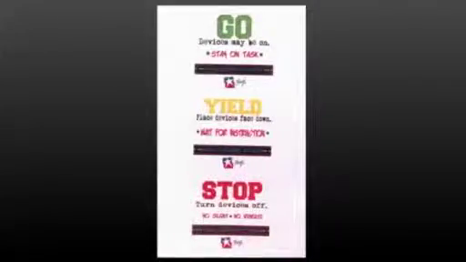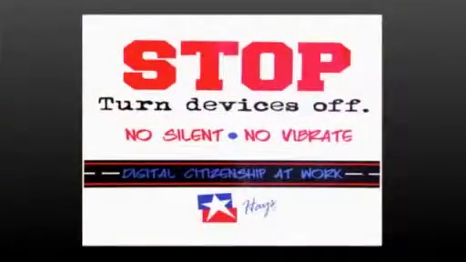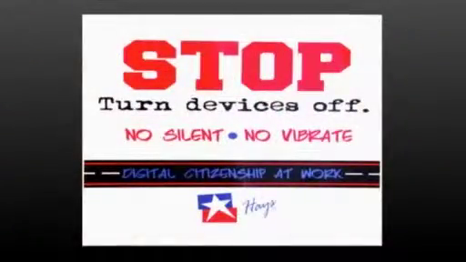Of course, everyone likes Go, so I put that first, but Go means your devices may be on and you're staying on task. Yield means place your devices face down, wait for instruction. And then stop, of course, means turn your devices off. So when they come into the classroom, we're specifically on stop. So even though I allow them to enter the class and release whatever they come in with, which means they're walking in on the cell phone, once they see the stop, they actually stop because we've agreed to this contract, and they turn their devices off. No silent, no vibrate. And it works.